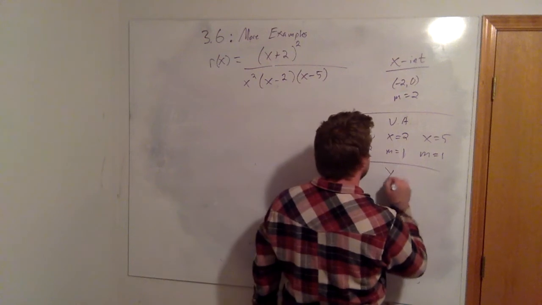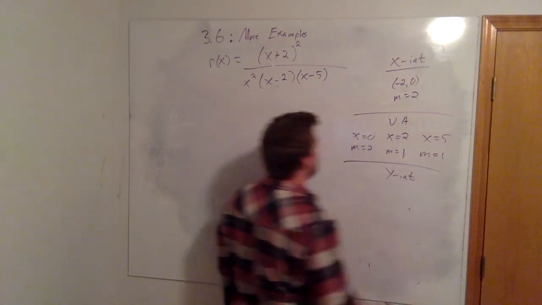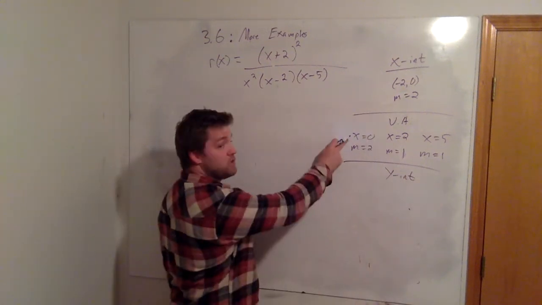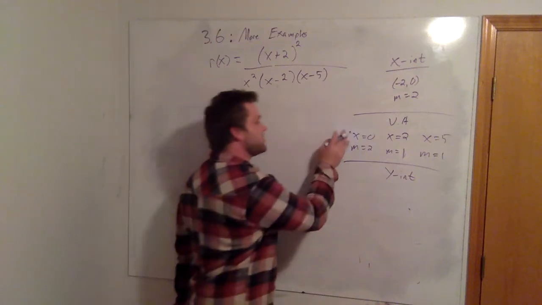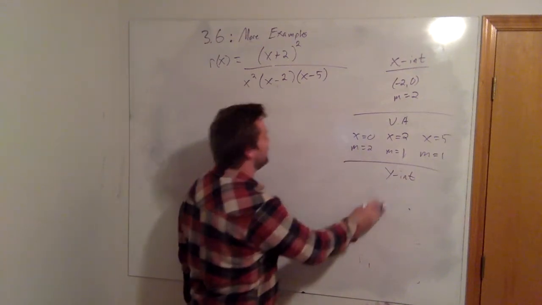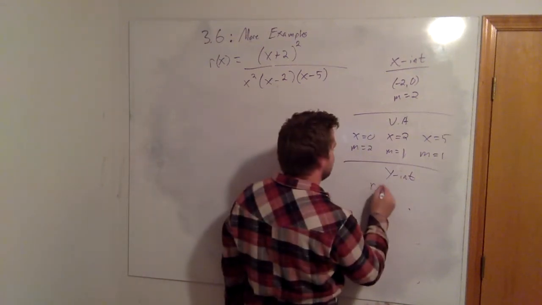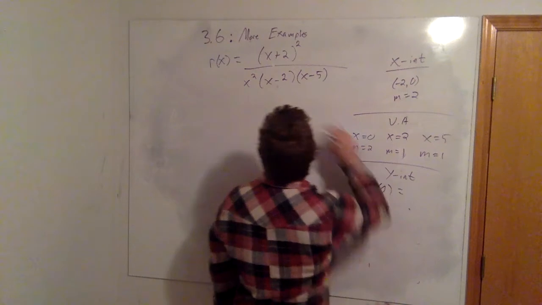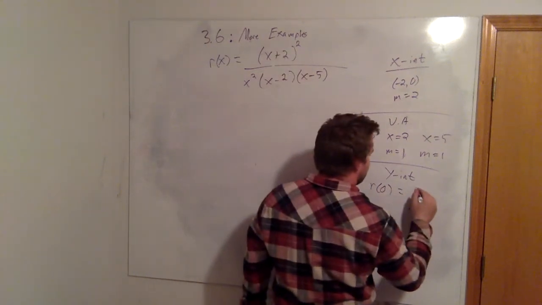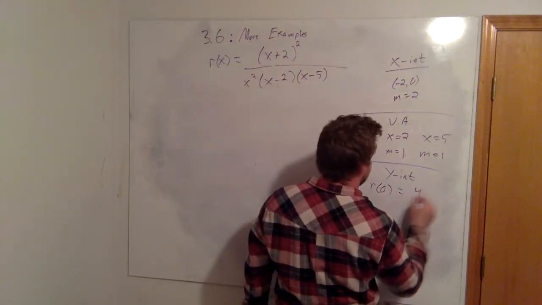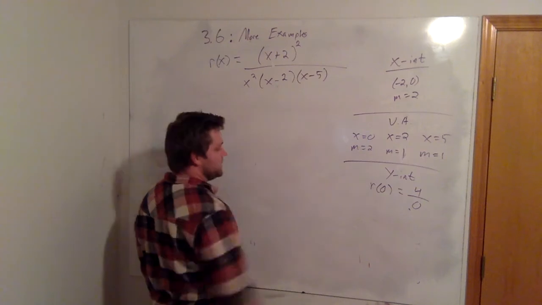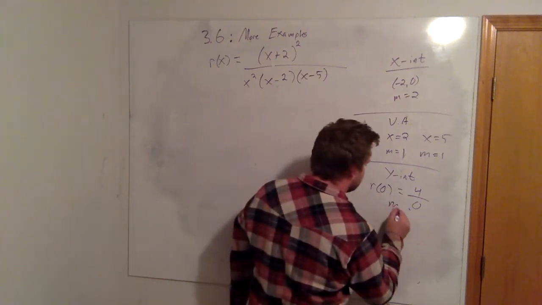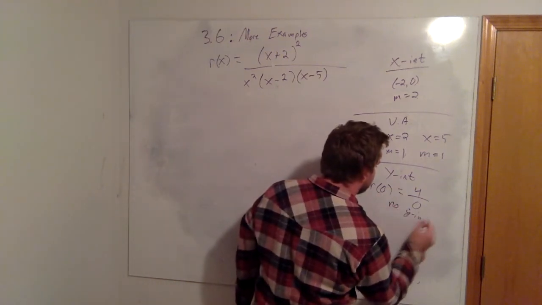Okay, y-intercept. If I have a vertical asymptote at x equals 0, I shouldn't have a y-intercept. We can check that by trying to plug in r of 0. Notice in the numerator I'm going to get 2 squared, which is 4, divided by 0. The 0 in the denominator ruins everything. So, no y-intercept.